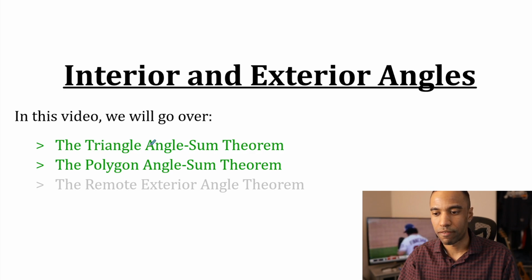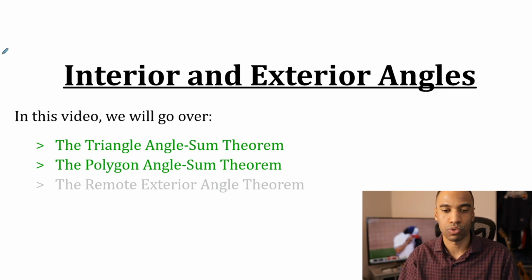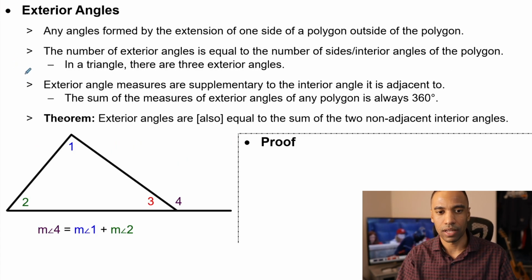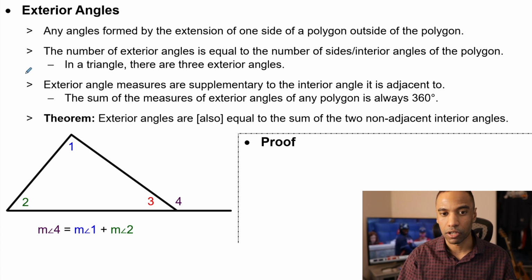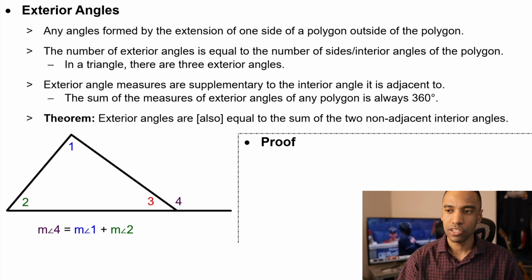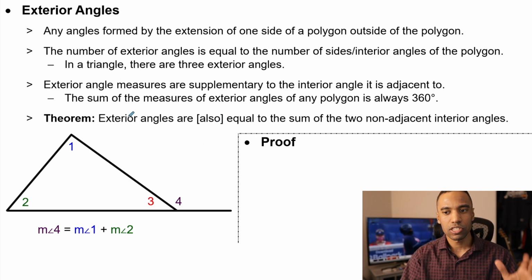Okay, so far we've covered the triangle angle sum theorem and the polygon angle sum theorem. Now let's do the remote exterior angle theorem. And this one is a little less necessary, but I'll show you the redundancy outside of it if we don't. First of all, an exterior angle, it's the one mentioned up here.